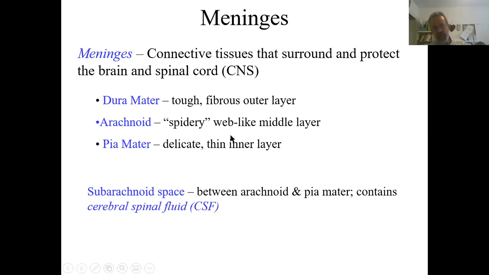The innermost layer, which is the area that is in contact with the brain itself, is called the pia mater, which literally means soft or delicate mother. In between that, we have what's called the arachnoid, which, if you think of arachnophobia, is related to spiders because it has a web-like appearance. We mentioned before the ependymal cells that produce cerebral spinal fluid. Well, the cerebral spinal fluid flows in a region known as the subarachnoid space, which is between the arachnoid and the pia mater. So let's take a look at this.